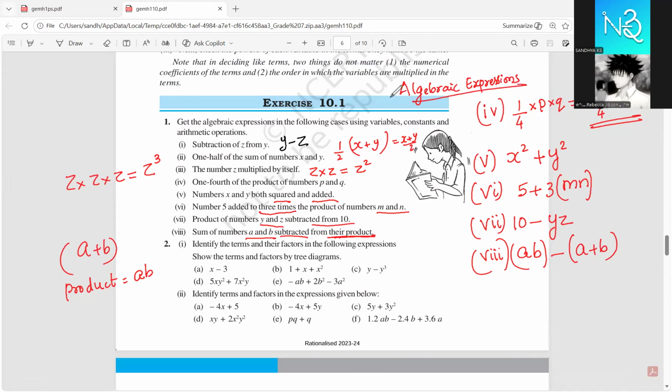Now we have done the question using the variable, constant and arithmetic operations. We need to make an algebraic expression for each statement. This is what we have done now.